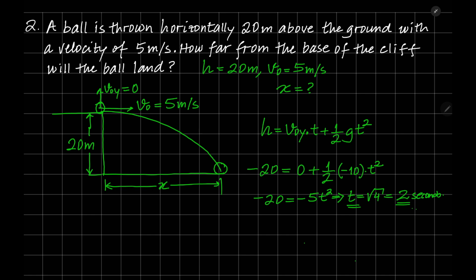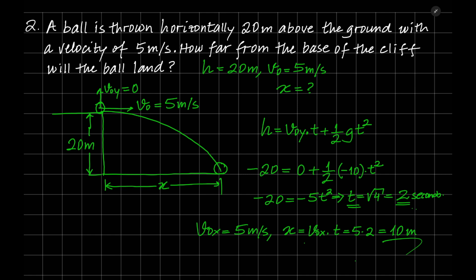We know that the horizontal component of the velocity is 5 meters per second, and it's always constant along the motion. That means x is equal to the velocity times flight time, which is equal to 5 times 2 seconds, then it's equal to 10 meters. That's the answer.